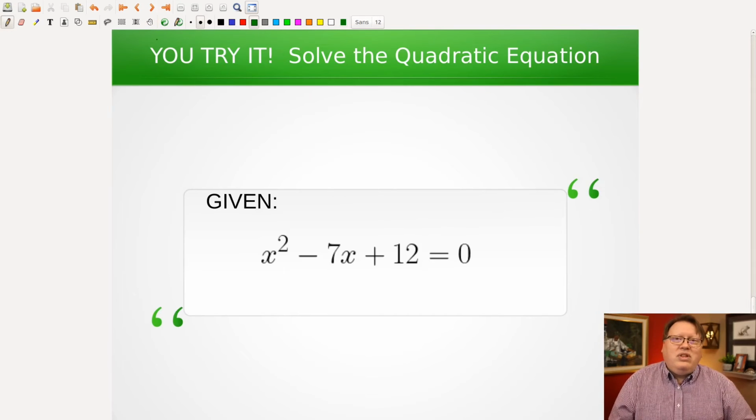All right, this is one that you guys can try. Please pause the video and see if you can identify your a, b, and c, and then substitute into your quadratic formula. Remember to write it down first, and then simplify and get your two solutions. So you guys pause the video now.